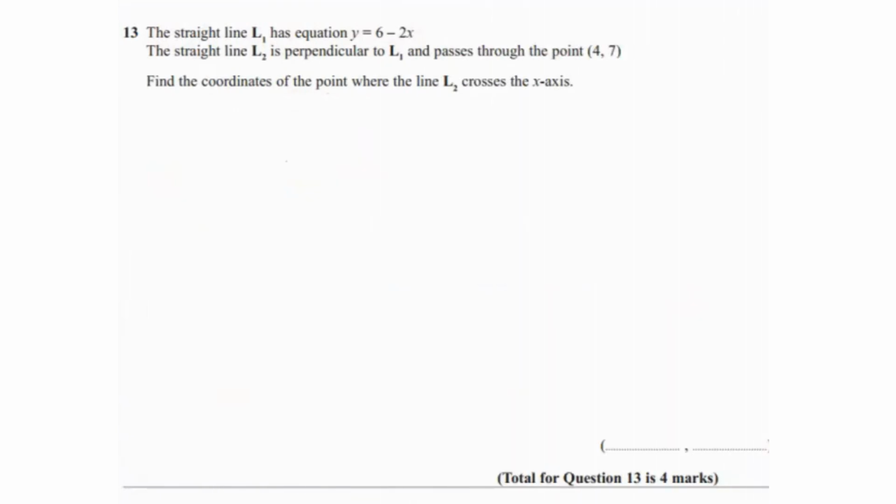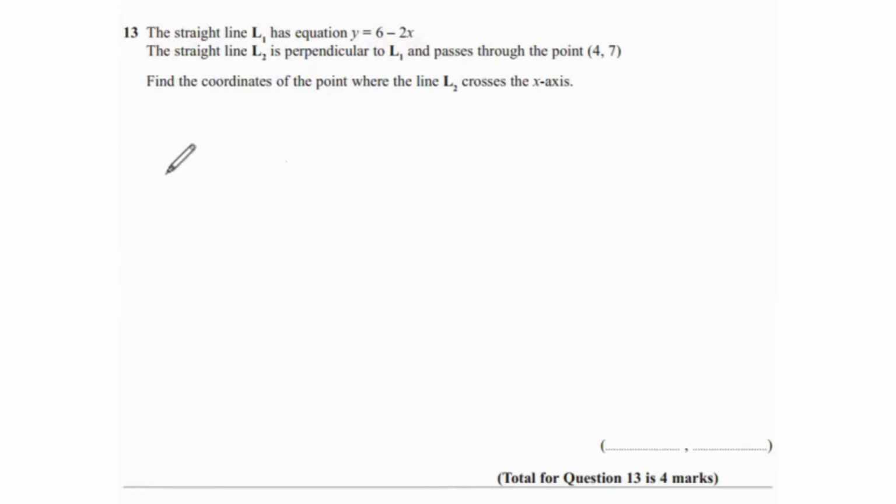Now the next type of question you can get is for perpendicular lines. It says that the straight line L1 has the equation y equals 6 minus 2x. The straight line L2 is perpendicular to L1 and passes through the point (4, 7). We have to find the coordinates of the point where the line L2 crosses the x-axis. So a lot of things are happening in this question, but if we do it step by step, it's going to be quite easy for you to solve.